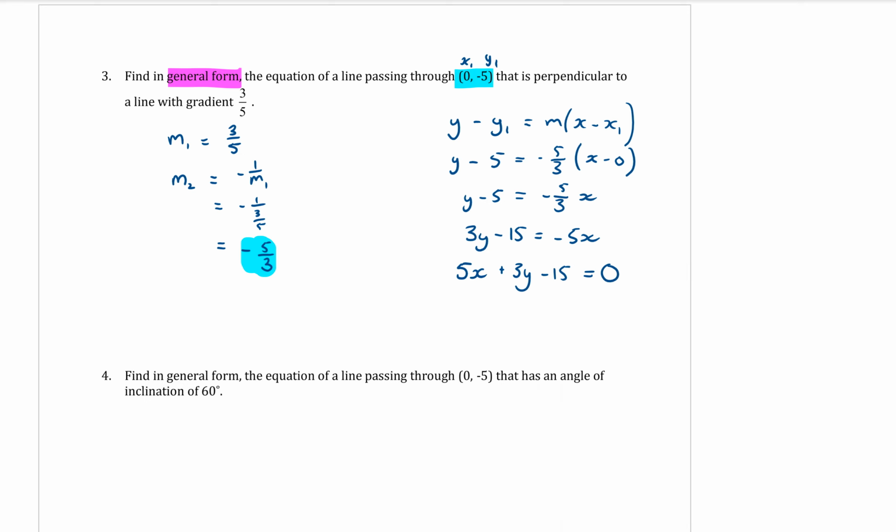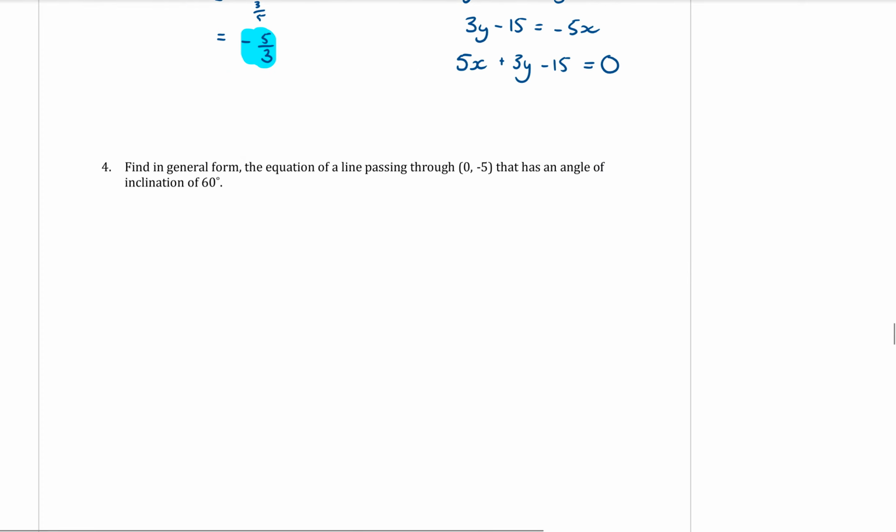Question 4. Find in general form the equation of a line passing through the point (0, -5) that has an angle of inclination of 60 degrees. So if we have an angle of inclination, we know that we can use our formula m equals tan theta that we learnt about last lesson. Our angle is 60, so tan of 60. Because we're trying to find the equation of a line, we definitely do not want to go to a decimal here. We want to find that exactly, and you'll use your exact value triangle, which is on your formula sheet, so you don't have to have it memorized.